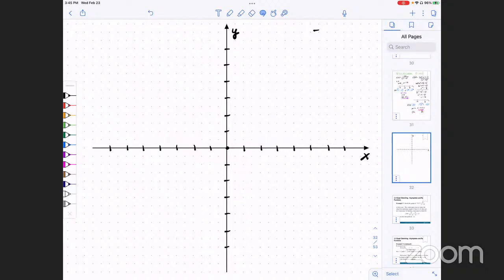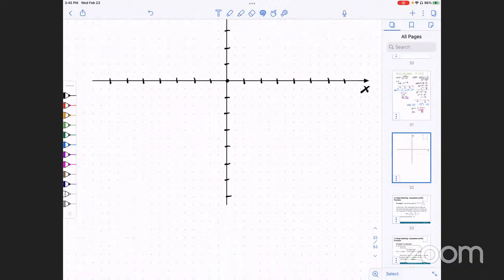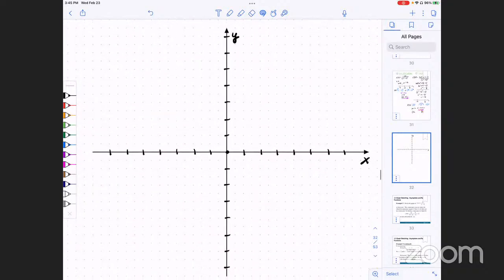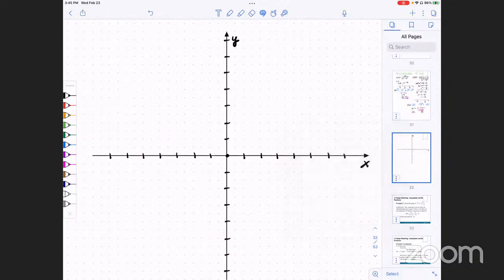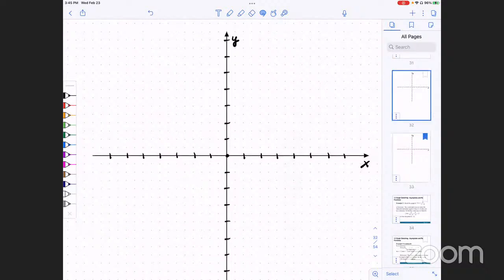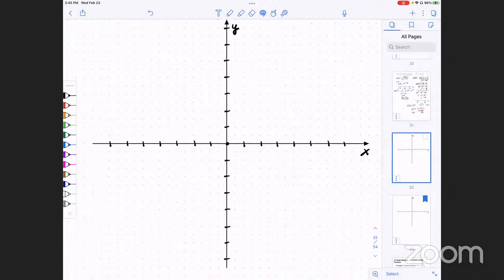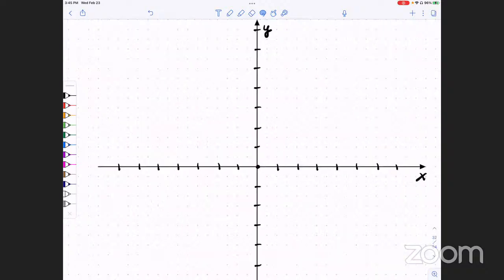Okay, that's decent. And I'm gonna go ahead and get a copy of this page. Let me just copy and paste, and I'll bookmark it as a reference page because I know I'm gonna need that again, a blank graph like that. Okay. So then let's label this.